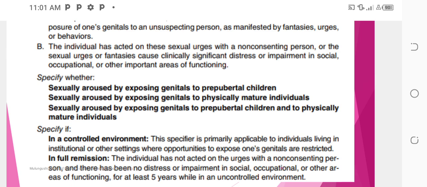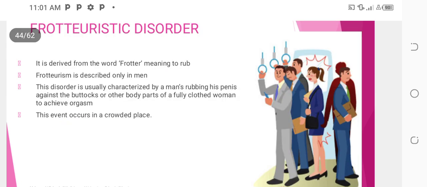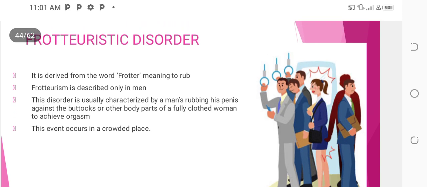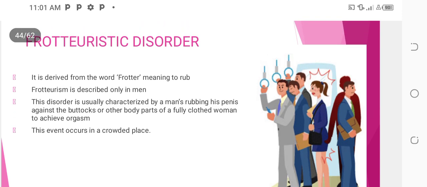It is derived from the word frotter, meaning to rub. Frotteurism is described only in men, so this disorder is usually characterized by a man rubbing his penis against the buttocks or other body parts of a fully clothed woman to achieve orgasm. This event occurs in a crowded place such as a train, a stadium, or a bus.